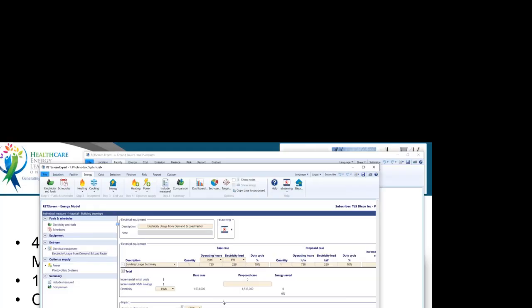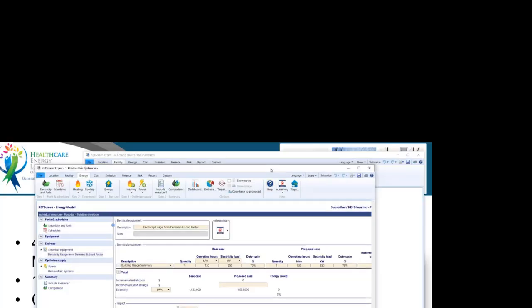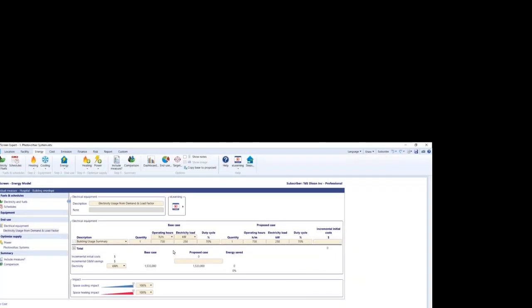Okay, which, you know, if it's a small building, not a large hospital like some of you are. Now, in RETScreen, we always work with what we call a base case and a proposed case. So the base case is the way it is now. The proposed case is the way we want it to be, which is going to be the improved case. And the difference between those becomes the savings.